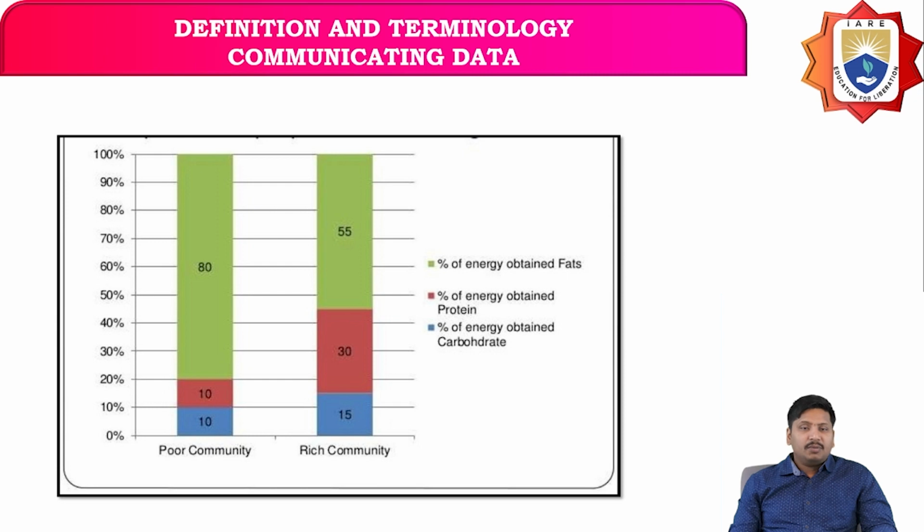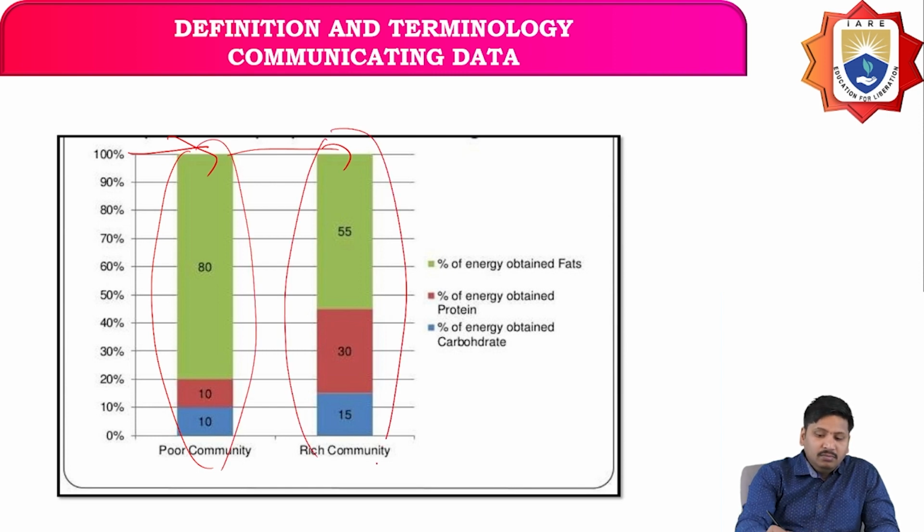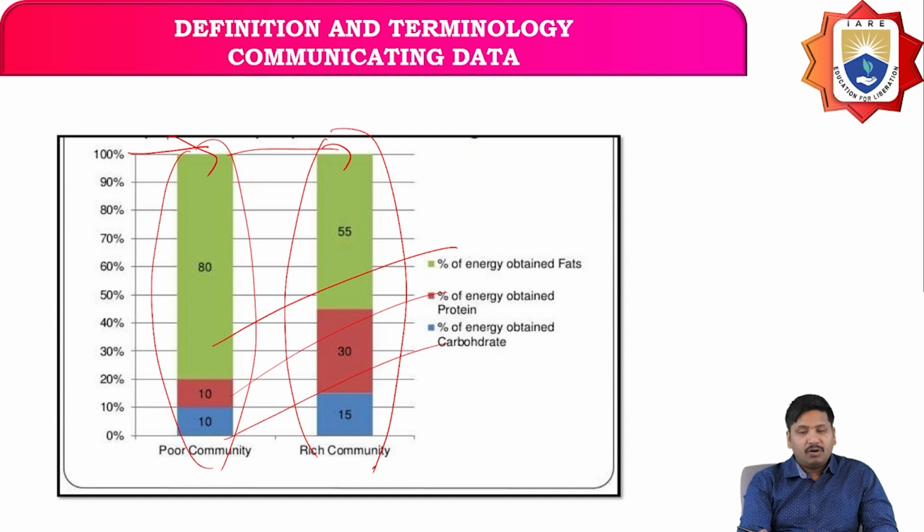So this is another example. So it should be mapped with the 100%. In the entire bar diagram, the entire bar is going to be segregated into different percentages. So like the percentage of fats, and percentage of protein, and percentage of carbohydrate. So the same thing I can represent in each community also.